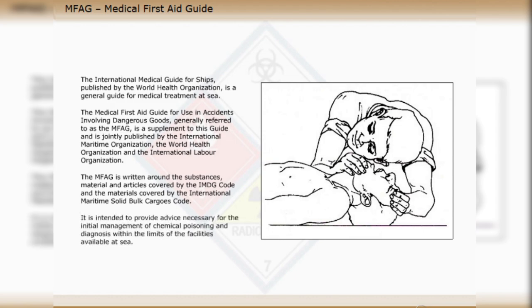It is intended to provide advice necessary for the initial management of chemical poisoning and diagnosis within the limits of the facilities available at sea.